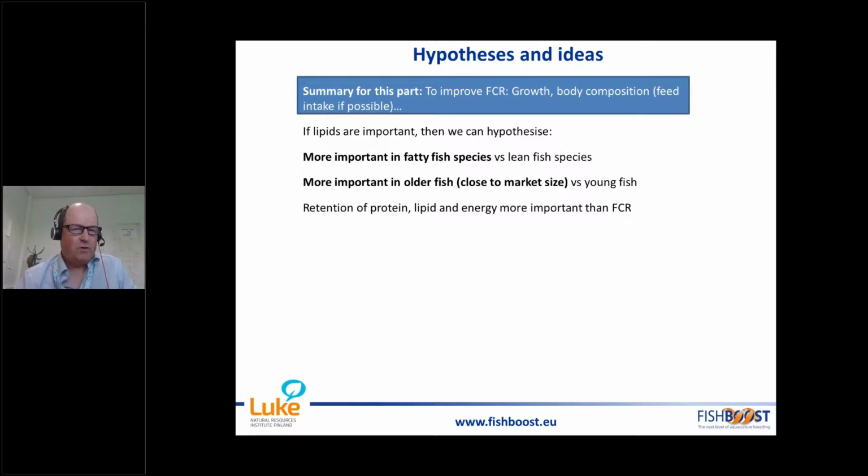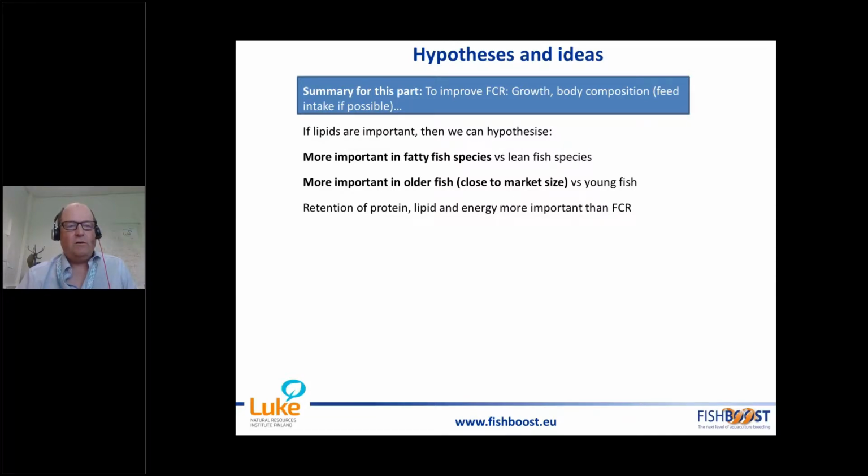If lipids are important for feed conversion ratio, then most likely it's more important in fatty fishes like salmonids than in the lean fishes, which have very low lipid percentage content. This would be logical. Also, a very similar hypothesis is that older fish closer to market size typically start to deposit lipid a lot. When fish are young, they grow structurally and deposit protein, and later in their life, they start to deposit fat. So it's more important in the older fish.